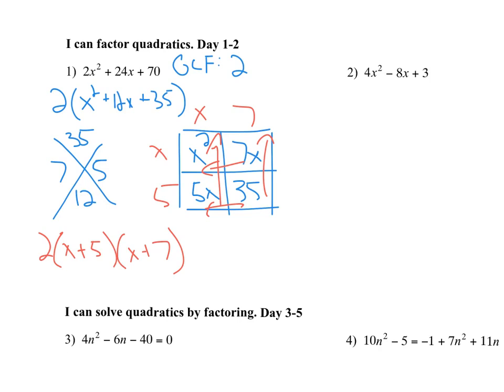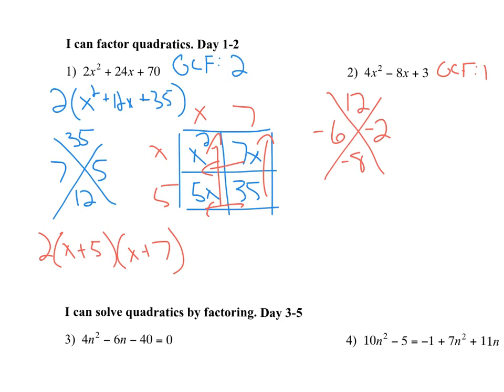All right, number 2. So GCF this time is just 1. So we can go straight to make our x. 4 times 3 is 12. And we have negative 8. So it multiplies to negative 12 and adds to negative 8. So it's negative 6 and negative 2.